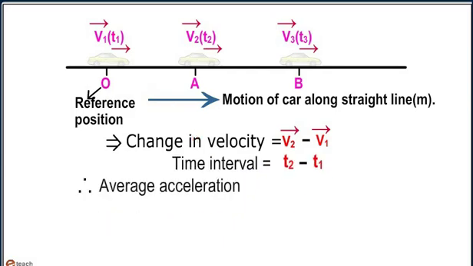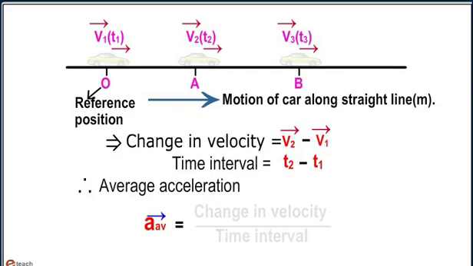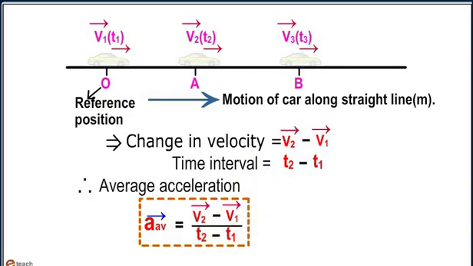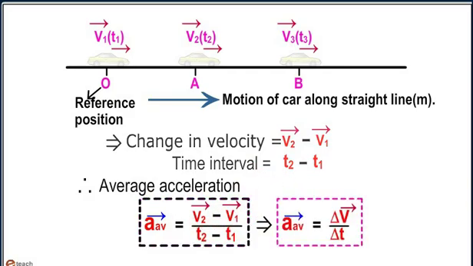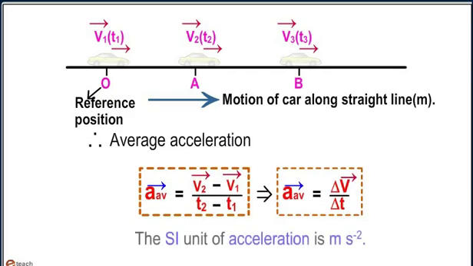Now, average acceleration, that is a average, equals change in velocity upon time interval. That is, a average equals v2 minus v1 upon t2 minus t1, equals delta v upon delta t. The SI unit of acceleration is meter per second square.